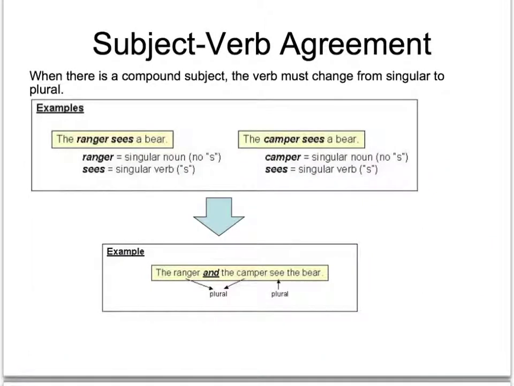If the subject is compound, it doesn't matter how many words there are, if the subject is compound, then you have to consider the subject as being plural. In the example, you see the ranger sees a bear. The camper sees a bear. Both the ranger and the camper are singular, but when you put them together, they become plural. So the ranger and the camper, now becoming plural, see the bear. You use a plural form of the verb.